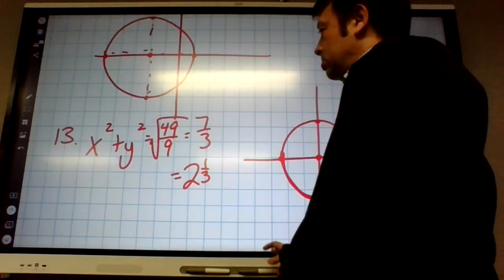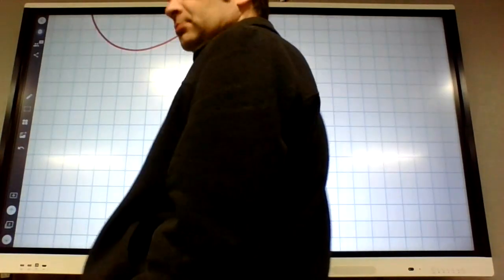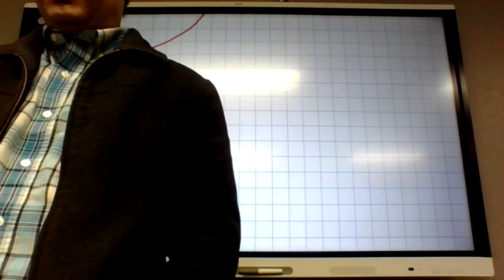Wait, is this the only one we have to do? 10 through 14. But what about 15? 15 is not a graph, it's just a word problem.